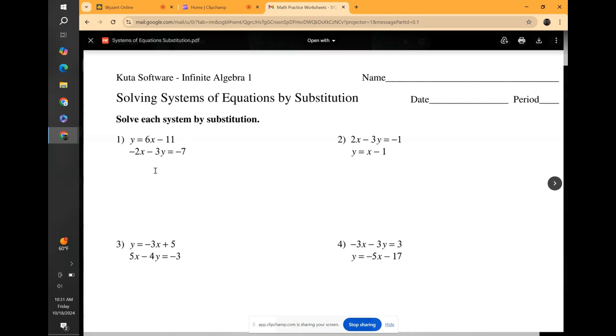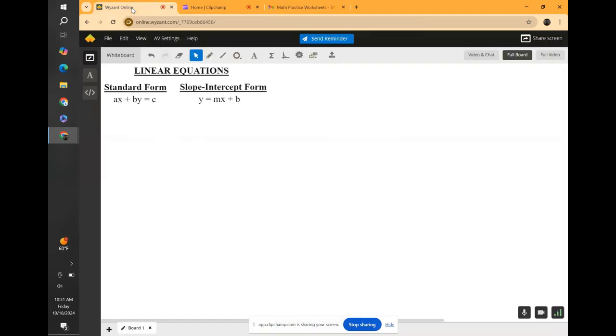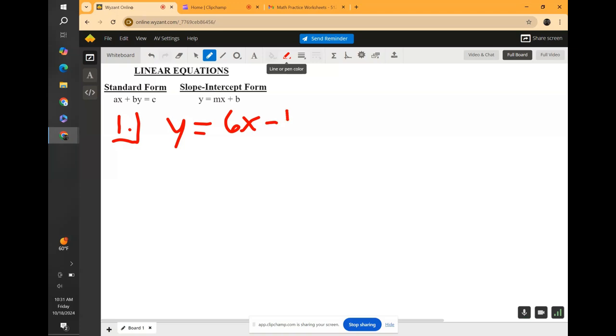This is something you and I did right away, our first part of our session, where we're solving the system of these two linear equations by substitution. So let's write that down. I'll use my stylus here. This is number one. We're given y equals 6x minus 11. The other equation is negative 2x minus 3y equals negative 7.